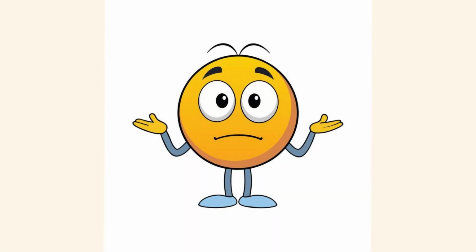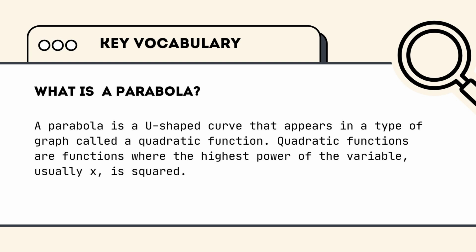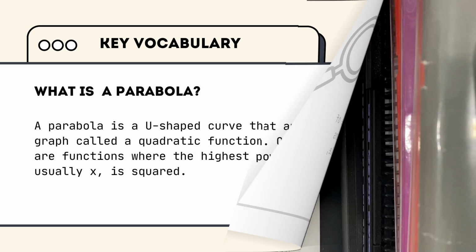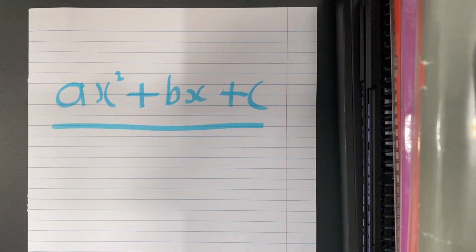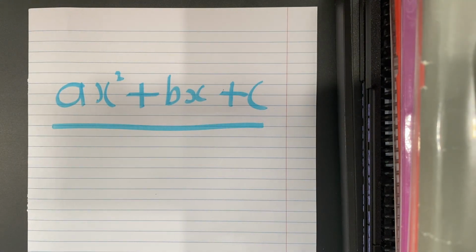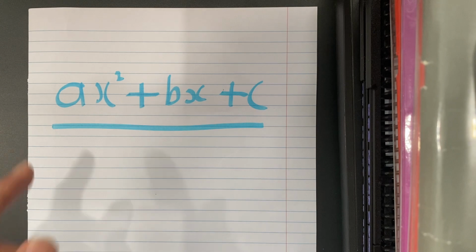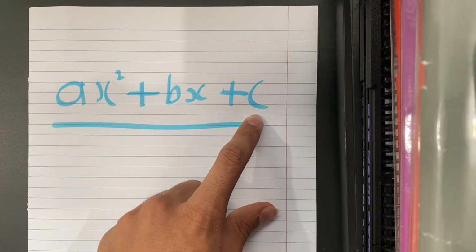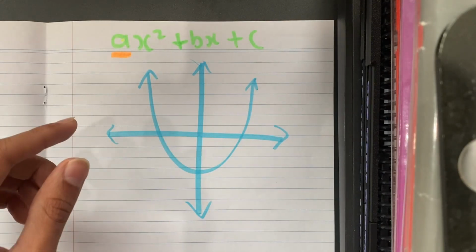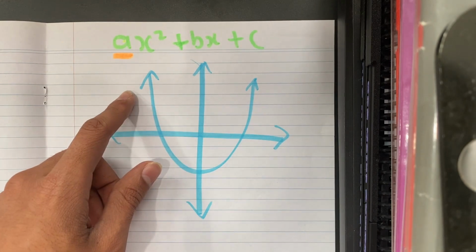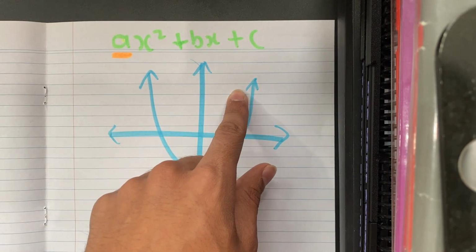So what exactly is a parabola? A parabola is a U-shaped curve that appears in a type of graph called a quadratic function. Quadratic functions are functions where the highest power of the variable, usually x, is squared. They look something like this. This is the standard form of the quadratic equation, where a, b, and c are numbers. When we graph a quadratic equation, it creates a U-shaped curve we call a parabola.